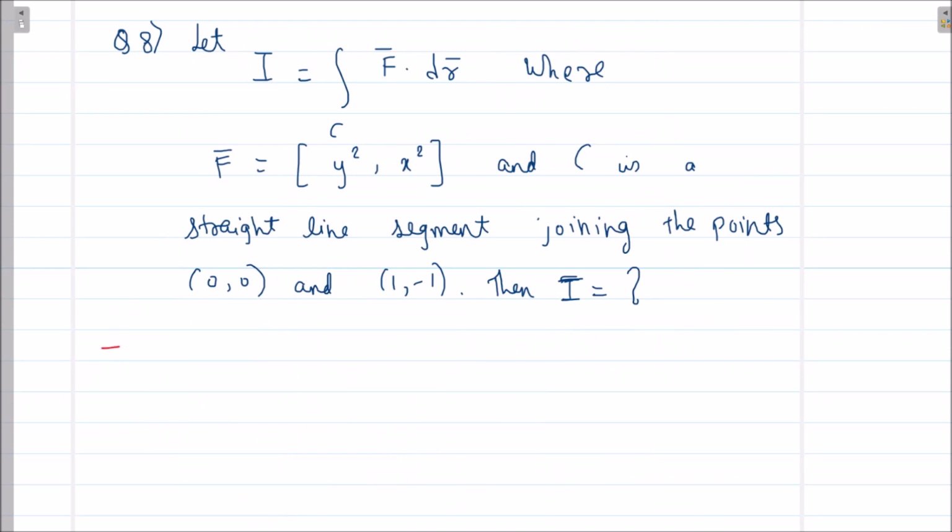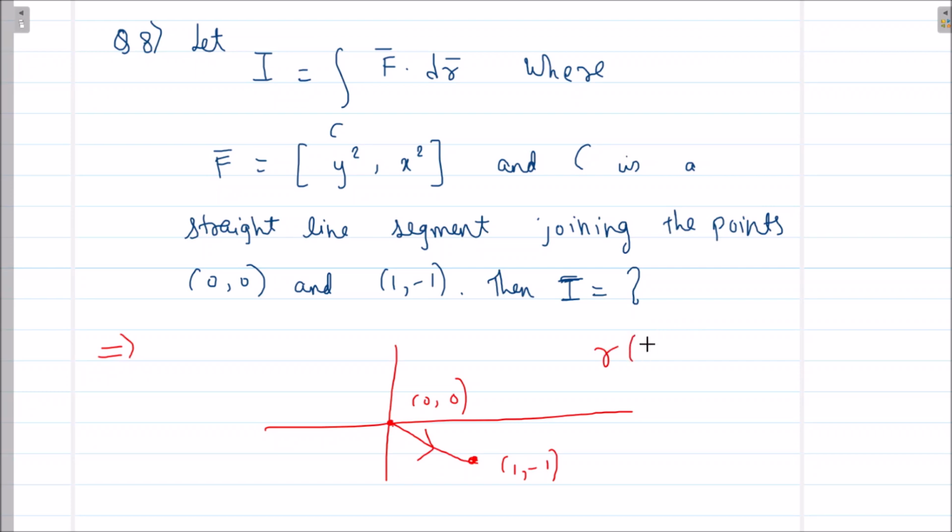Okay, fine. Now let's go for the eighth question. Here you want to find the line integral. What is the vector field given? y square comma x square. What is C? C is the straight line segment joining the points (0, 0) and (1, -1). So this is the point (0, 0) over here, and this is the point (1, -1). This is the segment, and this is the direction.